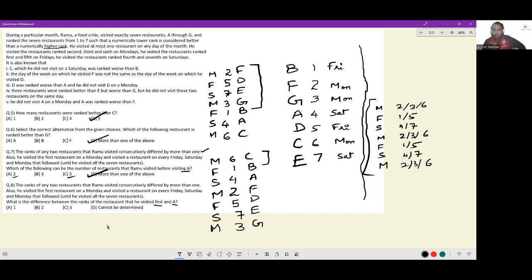Now, a very throwaway solution here would be, because there are 2 cases, the answer has to be cannot be done. But pay attention. The rank here is 4. The rank here is 2. 4 minus 2, you get a difference of 2. Rank here is 4. Rank here is 6. The difference between them is 2. In either case, regardless of which case you take, the difference between the ranks of the restaurant that he visited first and A remains 2. And therefore, the correct answer to this question has to be option B.